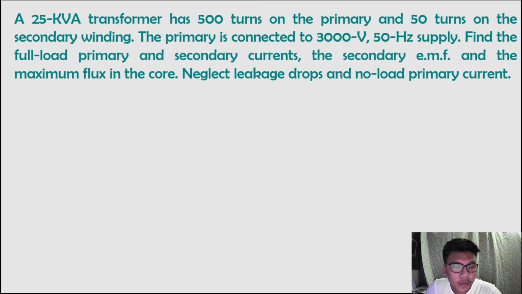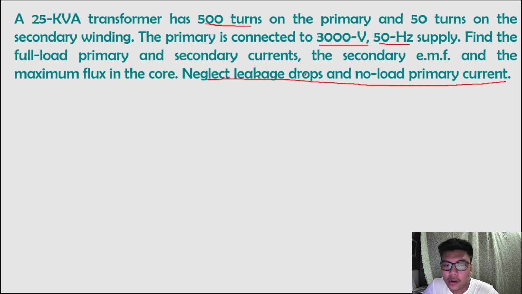Another problem. A 25 kVA transformer has 500 turns on the primary and 50 turns on the secondary winding. The primary is connected to a 3,000 volts, 50 Hz supply. Find the full load primary and secondary currents, the secondary E.M.F, and the maximum flux in the core. Neglect leakage drops and no load primary current. Okay, so una nating hanapin, find the full load primary and secondary currents.